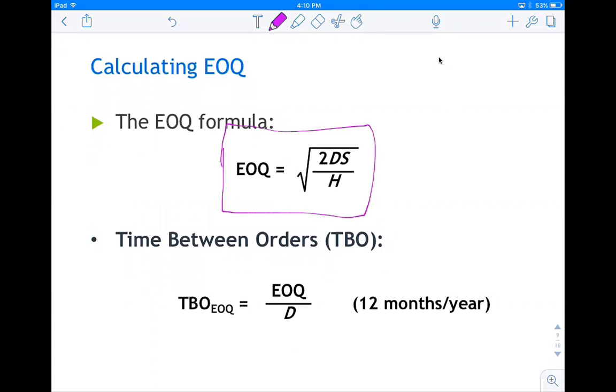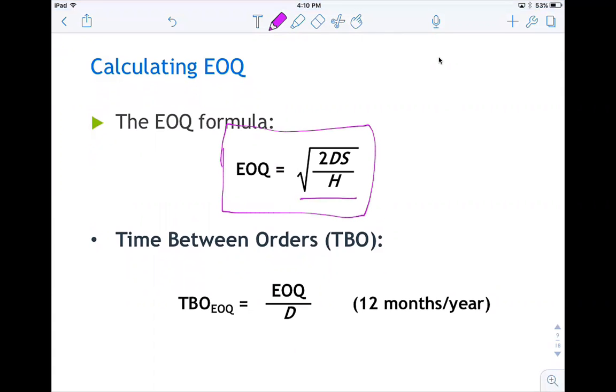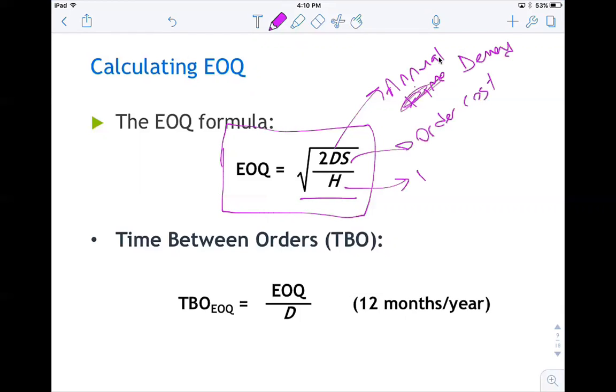As a reminder, economic order quantity can be calculated by taking the square root of 2 times D, which is annual demand or the demand in your time horizon, times the setup cost S per order, divided by the holding cost. D is annual demand, S is our order cost, and H is our holding cost, okay?